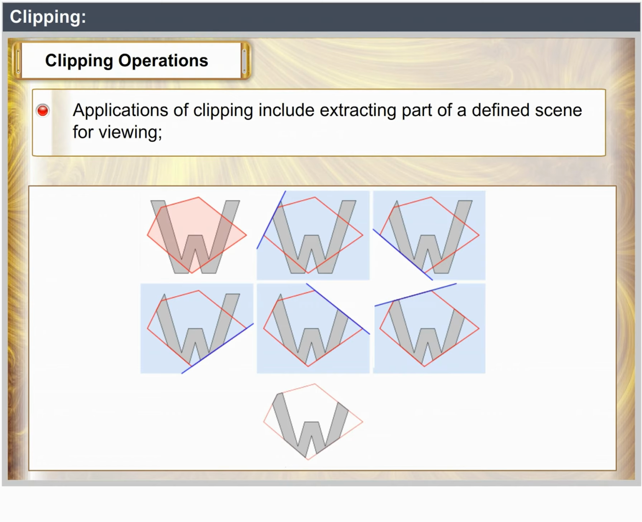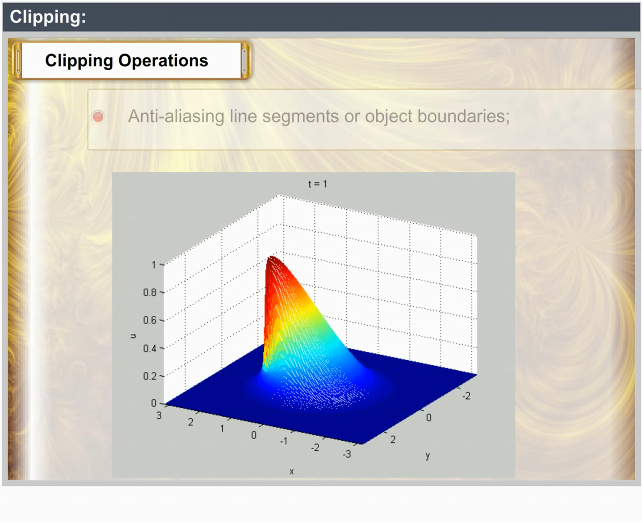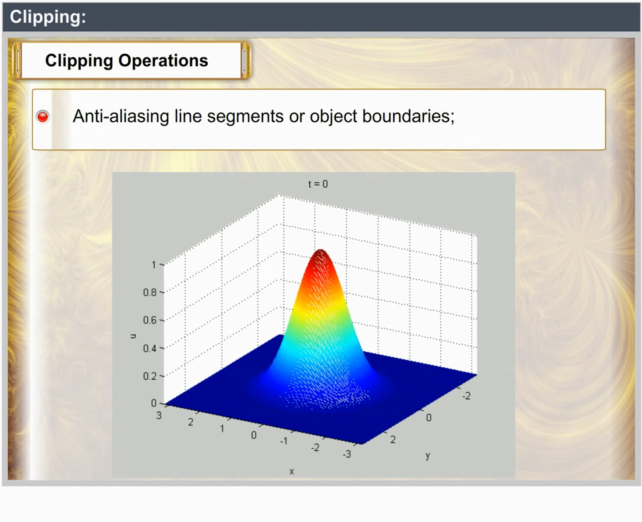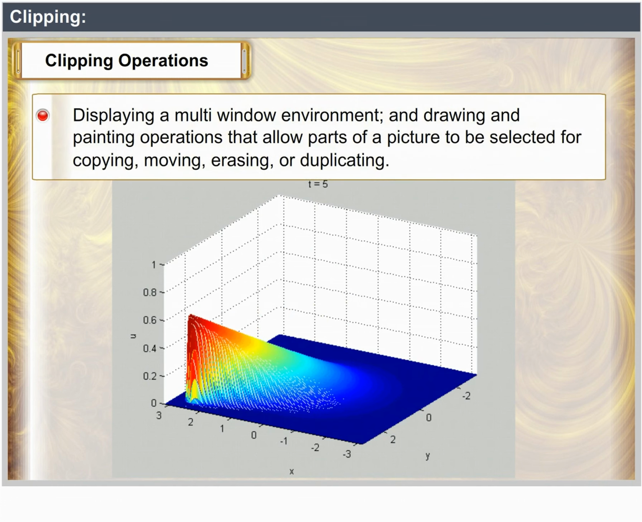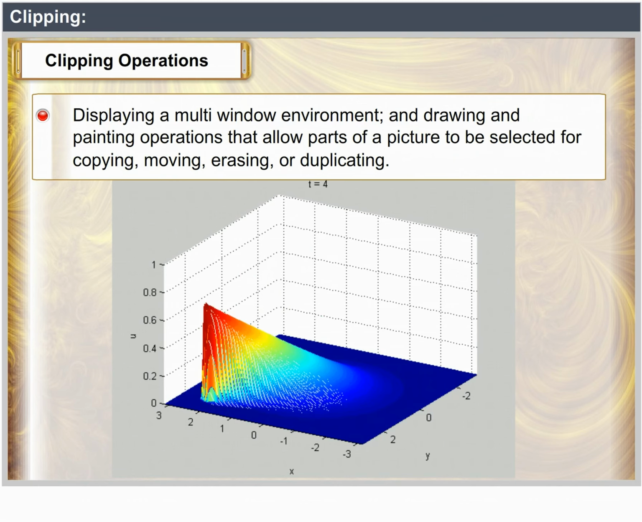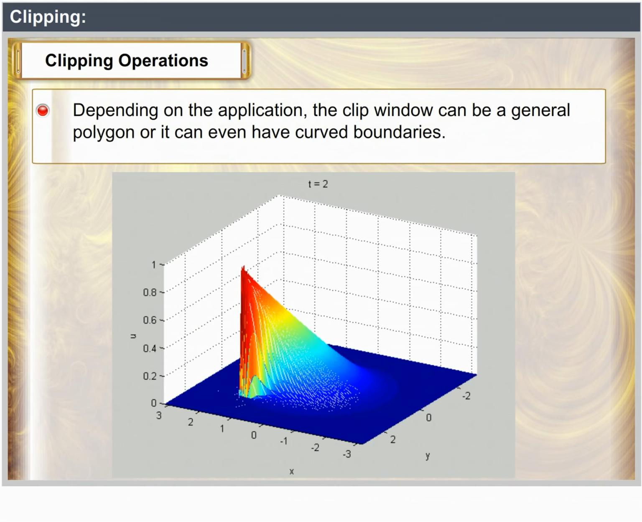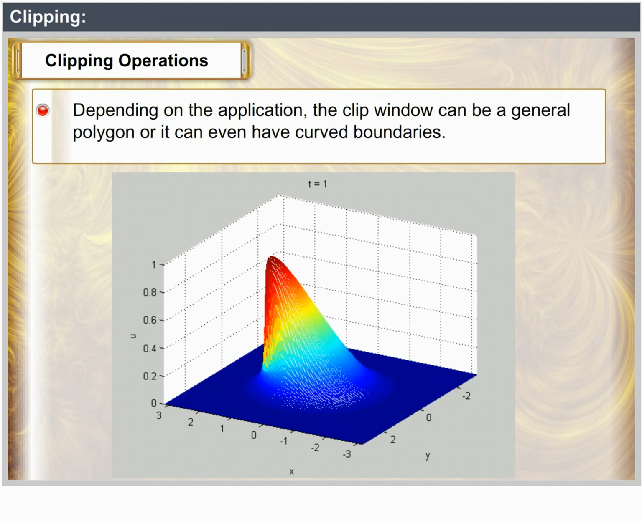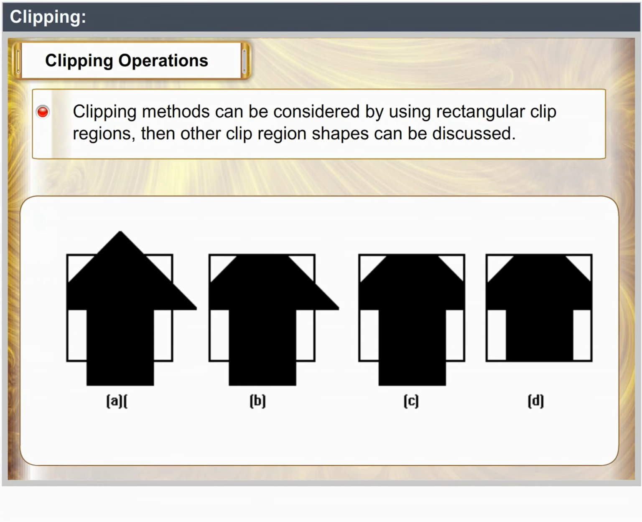Applications of clipping include extracting part of the defined scene for viewing, identifying visible surfaces in three-dimensional views, anti-aliasing line segments or object boundaries, creating objects using solid modeling procedures, displaying a multi-window environment, and drawing and painting operations that allow parts of a picture to be selected for copying, moving, erasing, or duplicating. Depending on the application, the clip window can be a general polygon or it can even have curved boundaries. We first consider clipping methods using rectangular clip regions, then we discuss methods for other clip region shapes.